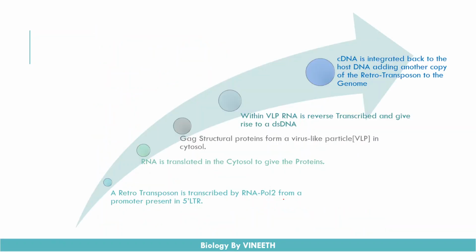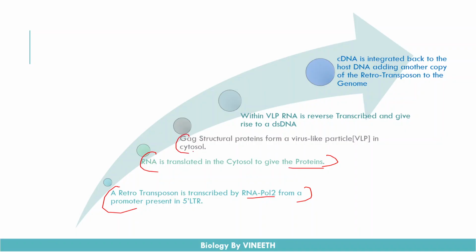How does this retrotransposition take place inside the human genome, or the eukaryotic genomes? First, a retrotransposon is transcribed by RNA polymerase II from a promoter which is present in the 5' long terminal repeat region. When it gets transcribed, it produces an mRNA molecule, and this mRNA molecule is translated in the cytosol to give the proteins. These proteins are of different types: gag proteins, envelope proteins, and the pol proteins.